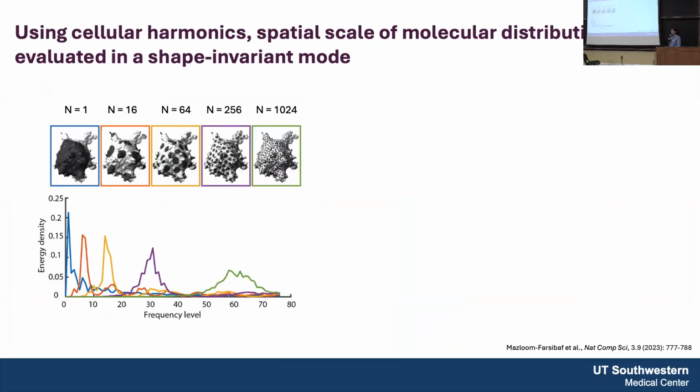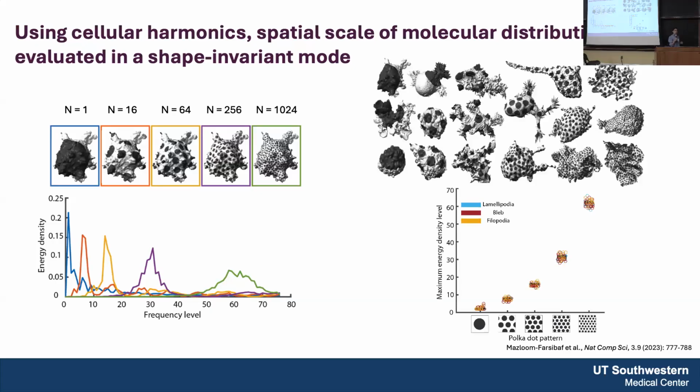The way that we validate our framework is that we took one observed cell geometry and painted it by introducing the polka dot pattern, to show that if we have just a giant single aggregation, we need only a low frequency level. But when we have more and more of these protein aggregations, we need a higher frequency level to describe them. And the beauty of this framework is that it is shape invariant. Regardless of the shape, a similar pattern has a similar profile.